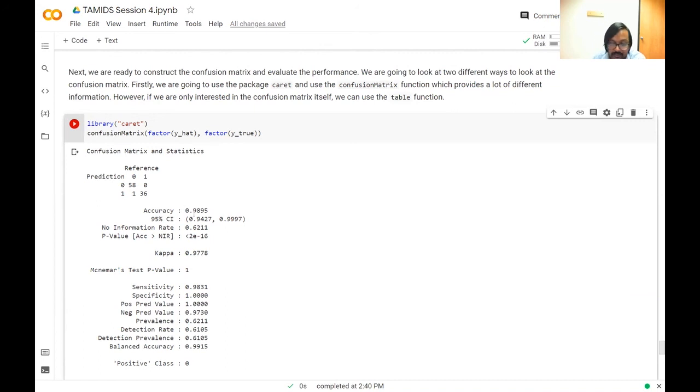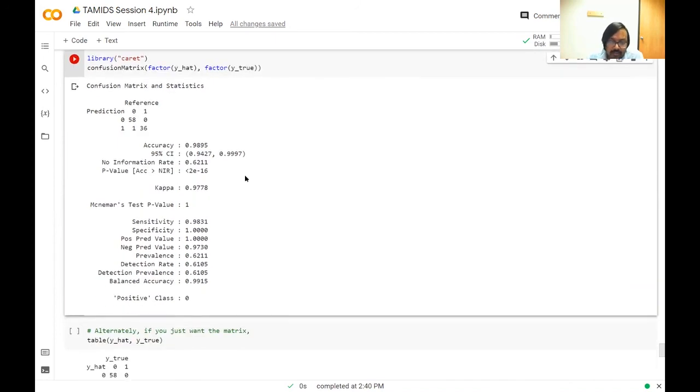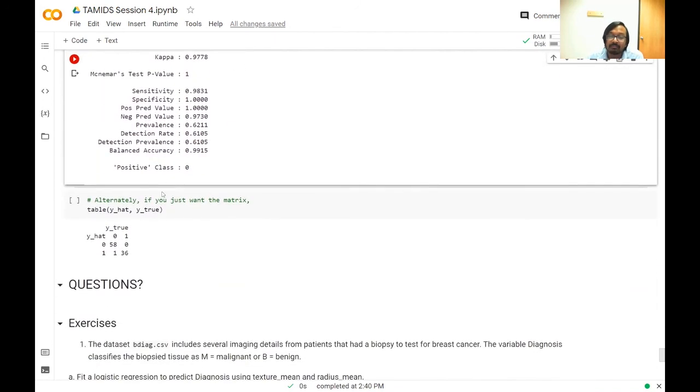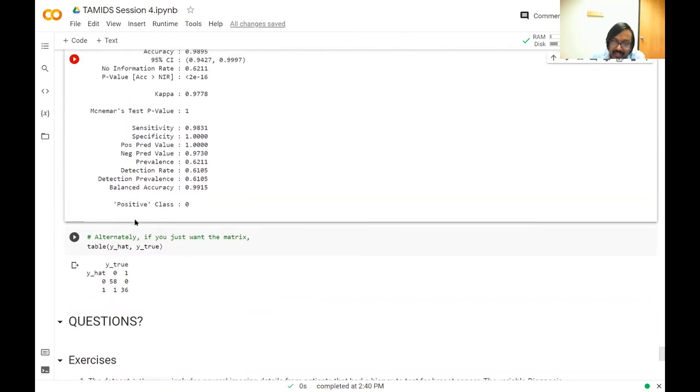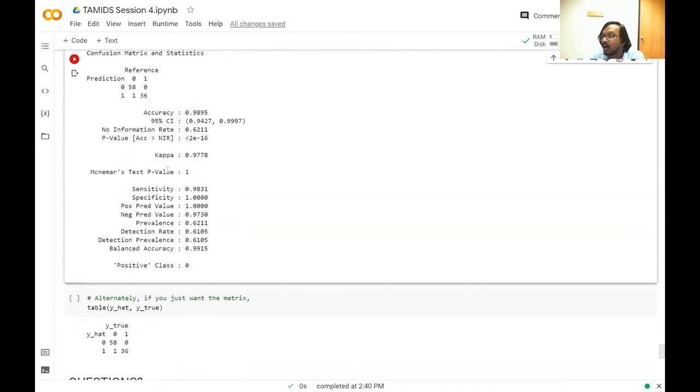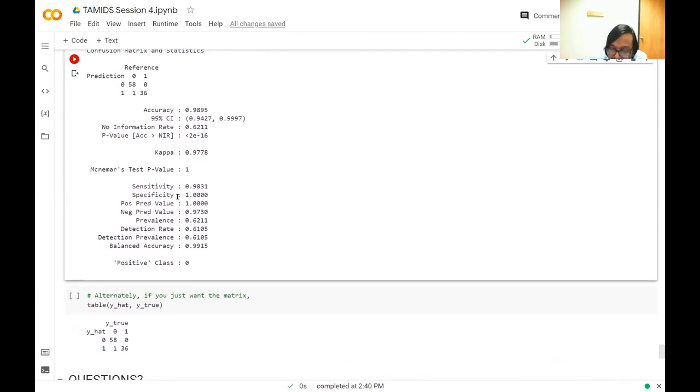There are many other measures of performance here, like sensitivity, specificity, detection rate, and so on, which is provided by the confusion matrix. But if you want to just look at the matrix, you can simply use the table function. The table function just plots the values of y hat and y2 as a table, and you get back the confusion matrix. But the disadvantage is that it does not give you the other measures of performance, the accuracy, the sensitivity, which are all very standard measures of performance for machine learning models.